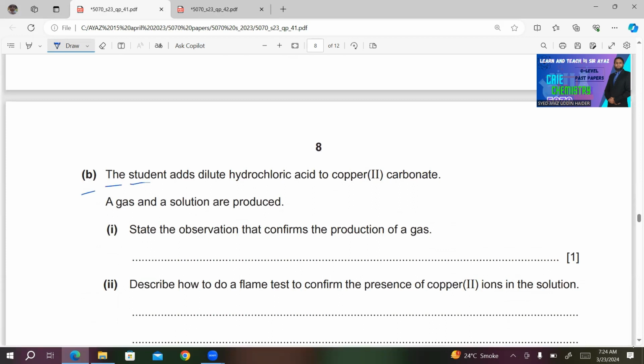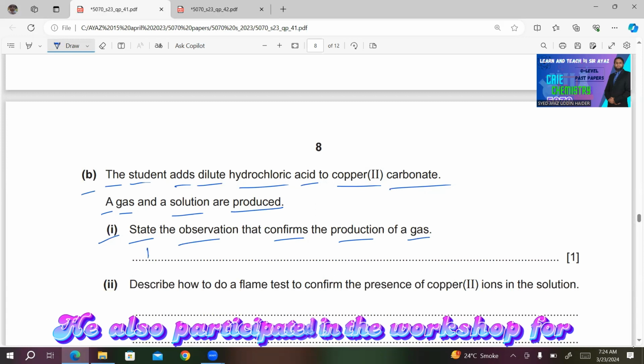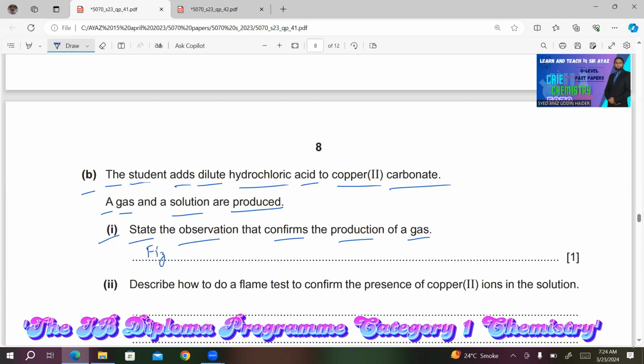B. The student adds dilute hydrochloric acid to copper(II) carbonate. A gas and a solution are produced. Number one, state the observation that confirms the production of a gas. Whenever gas is produced, you will see effervescence or bubbling, fizzing. So we'll write fizzing or effervescence.